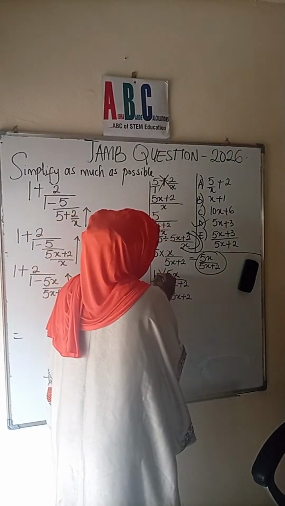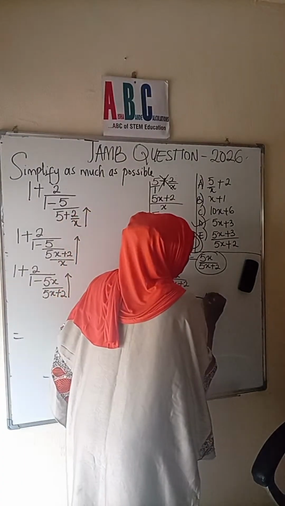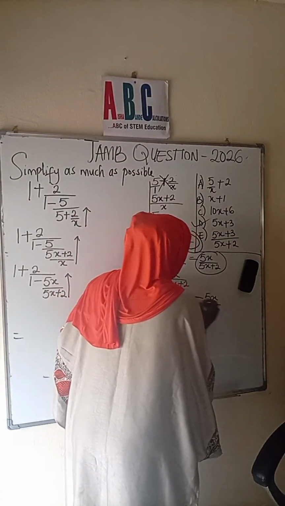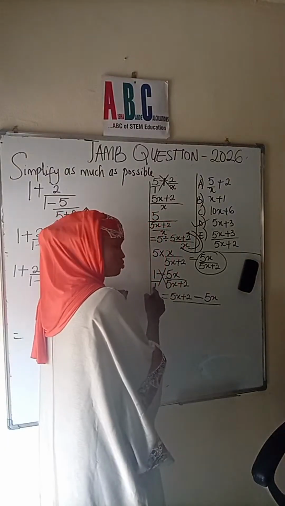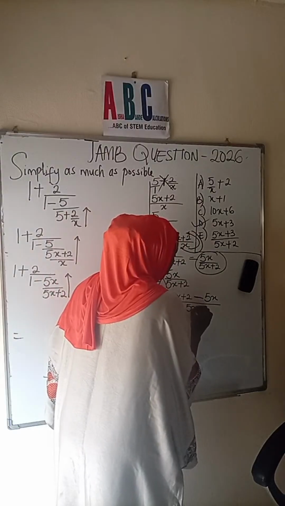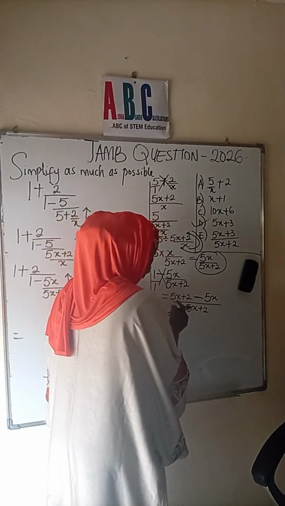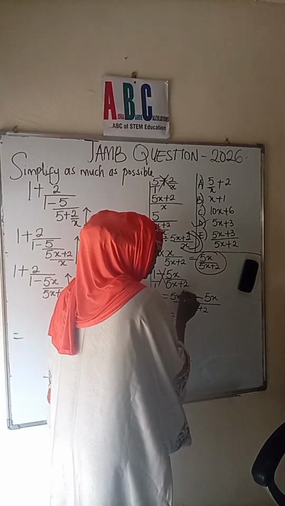What we have, the operation in between is minus. 1 times 5x will give us 5x all over. Now multiply the denominators, 1 times 5x plus 2, I have 5x plus 2. So let's simplify this. This is equal to 5x minus 5x is what?